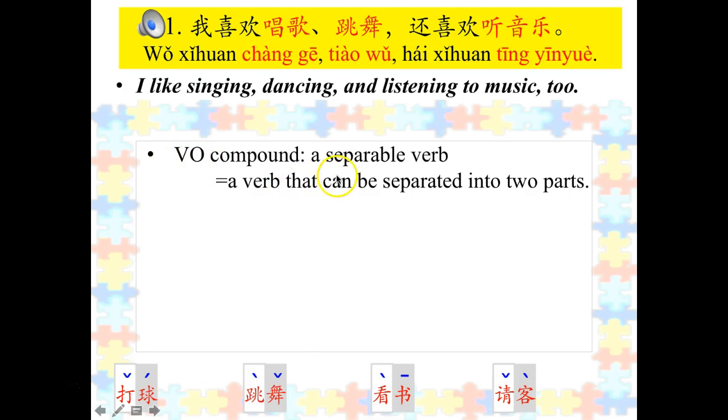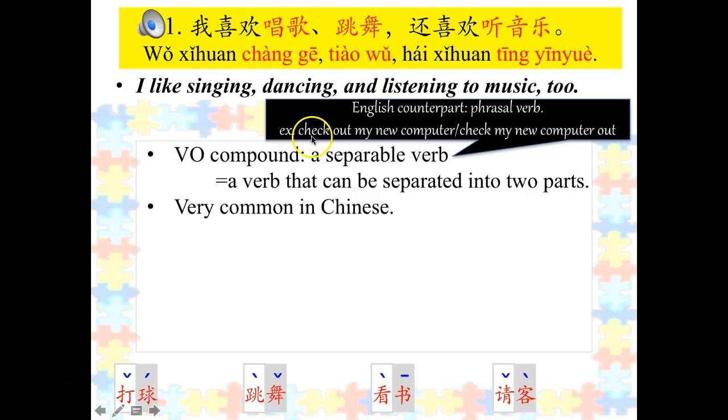Now, Chinese separable verbs have a counterpart in English, like this. So you have check out my new computer and check my computer out. These are called phrasal verbs. The phrasal verbs has two parts, the verb part and the preposition part. Now, these are called separable verbs. They work much the same way in Chinese, except that in Chinese you have verb and object.